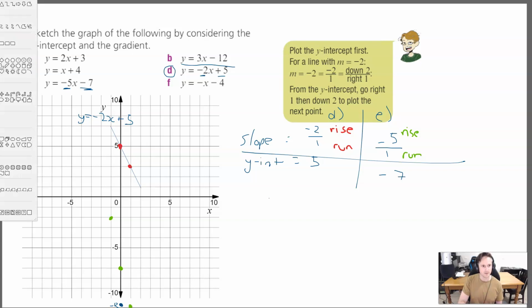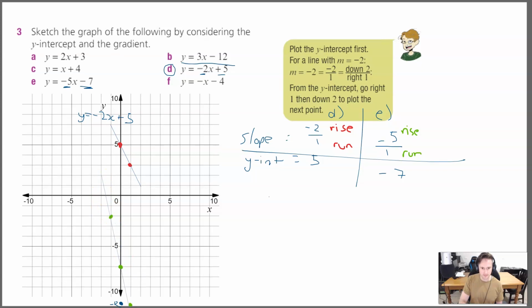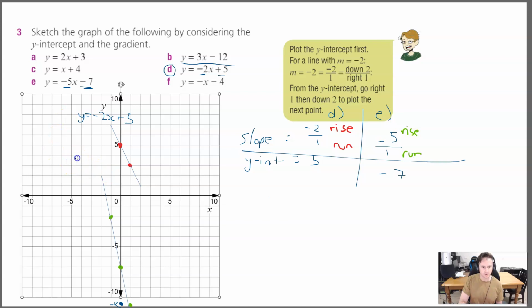So I've got, it goes down to 12. So anyway, from there, I'll just grab 1, 2, 3, 4, 5. I'll just grab something like that. And that's my line there. So that line is y equals negative 5x take 7. Probably shouldn't draw over another line, but that's okay.